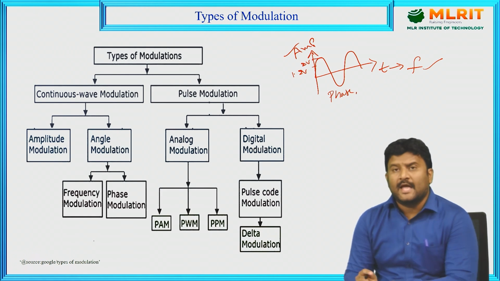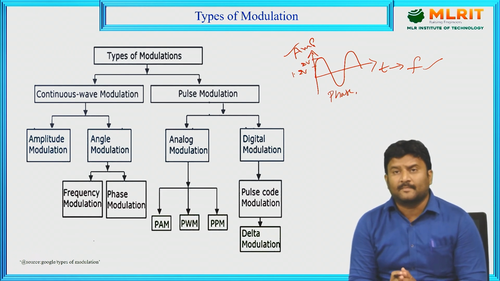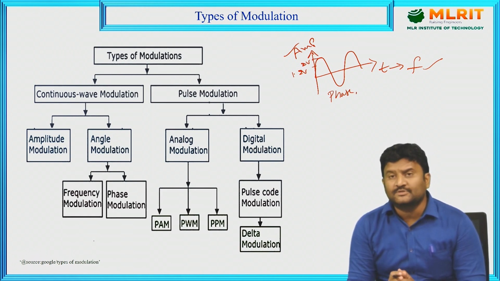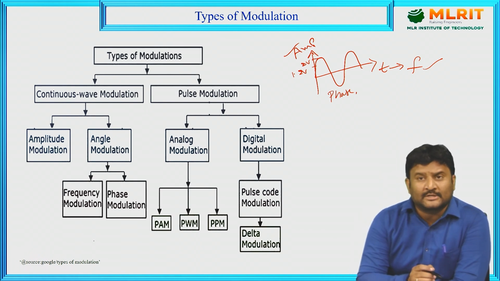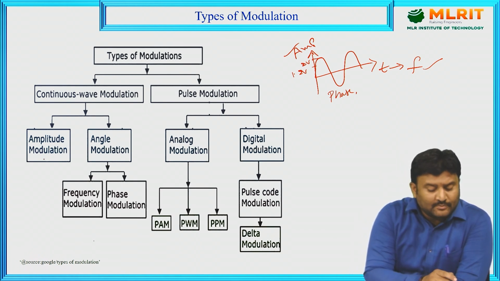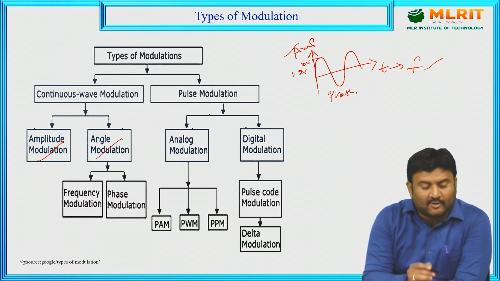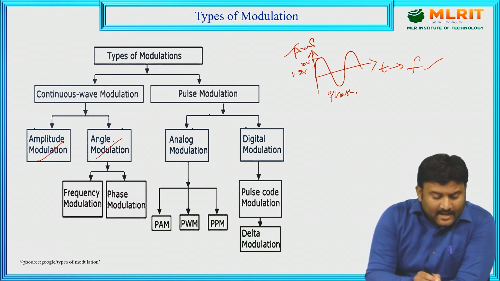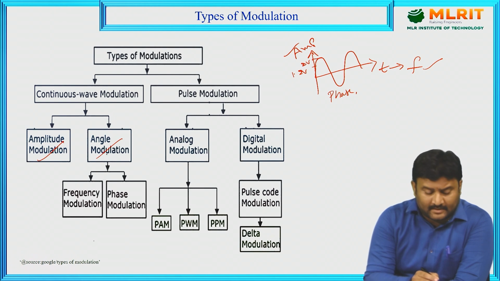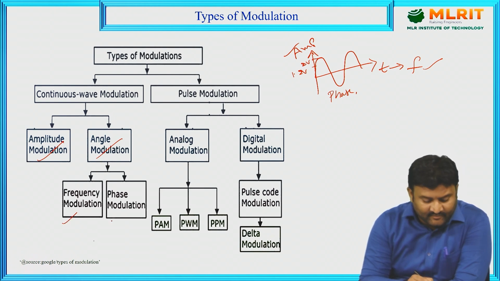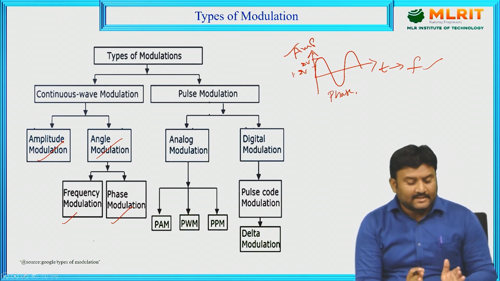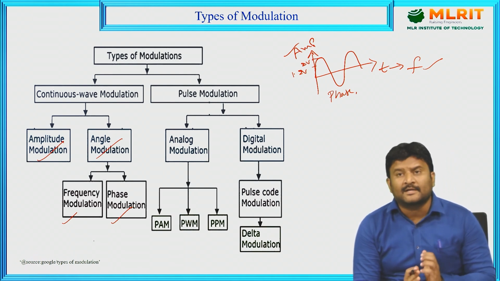That means any wave has these three parameters: frequency, phase, and amplitude. Based on this, we define the modulation under the continuous process. What are those? Amplitude modulation, and the second one is angle modulation. Angle modulation can be categorized into two types. One is frequency modulation and the second one is phase modulation. Observe, all these techniques are under continuous wave modulation.